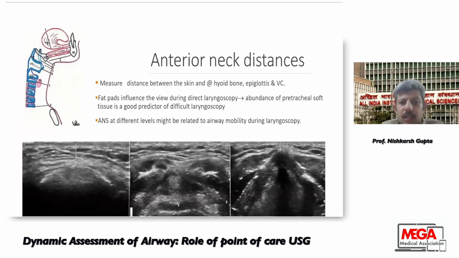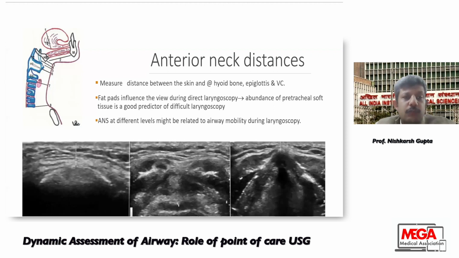Then another important structure is the anterior neck distances. So we basically measure the distances between the skin and the hyoid bone, between the skin and the epiglottis, this is the epiglottis, and between the skin and the vocal cords. So basically 3, 4, and 6. So these are the three distances. And if you have a lot of fat here, you may not be able to actually visualize the structures.